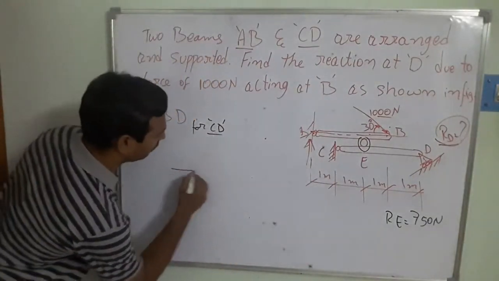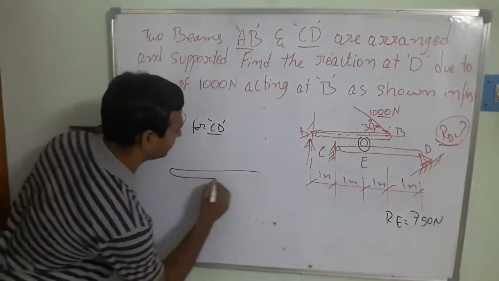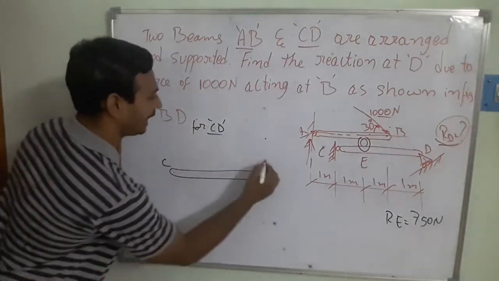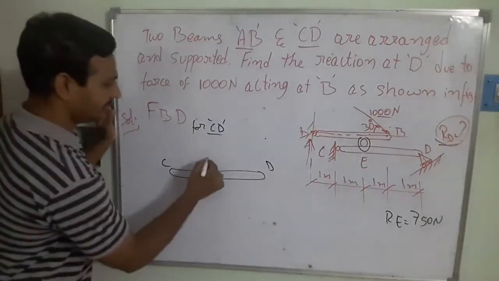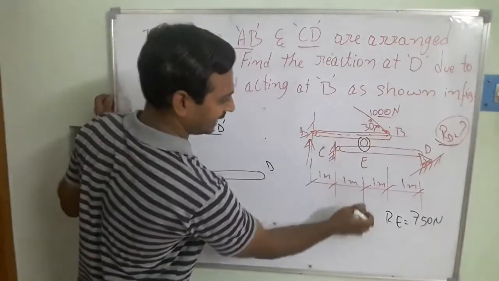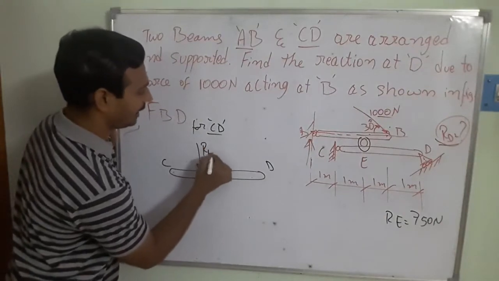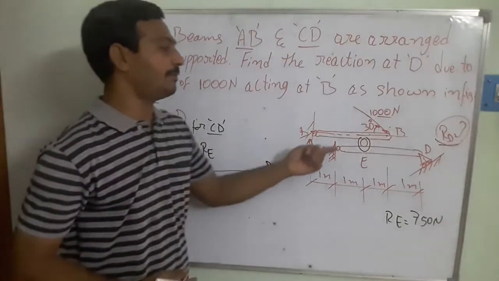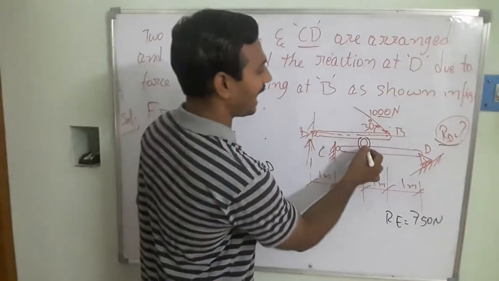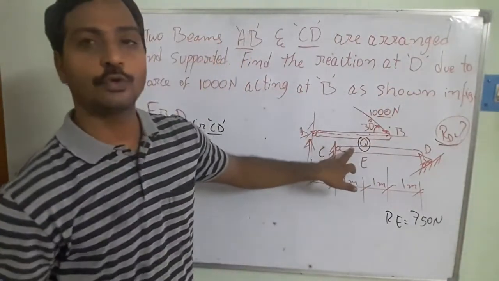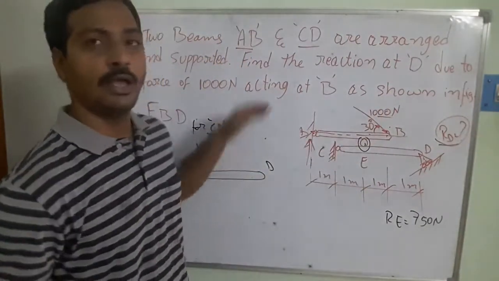So the first I am going to be taking here is the beam CD. This is the C and this is the D. And this is going to be the point E, acting in this direction. So then this is going to be the RE acting in this direction. If you see in the previous cases, this force is acting in the upward direction, that we have shown as the reaction. For this case it will come in the downward direction.